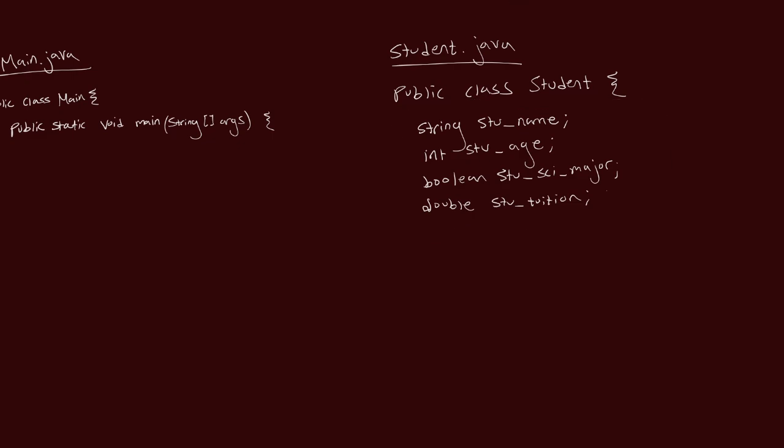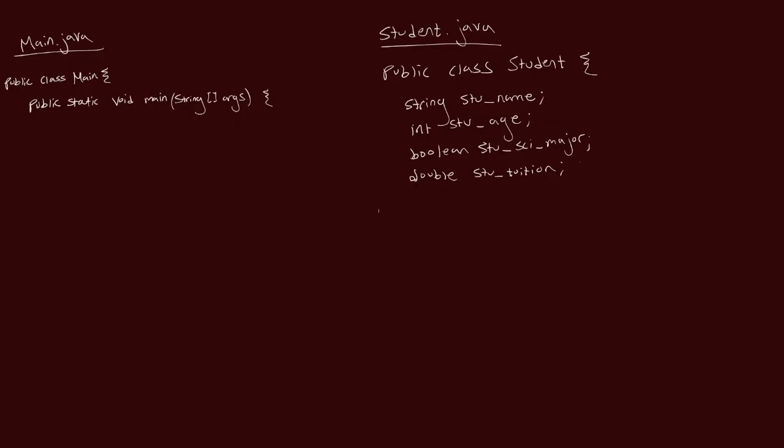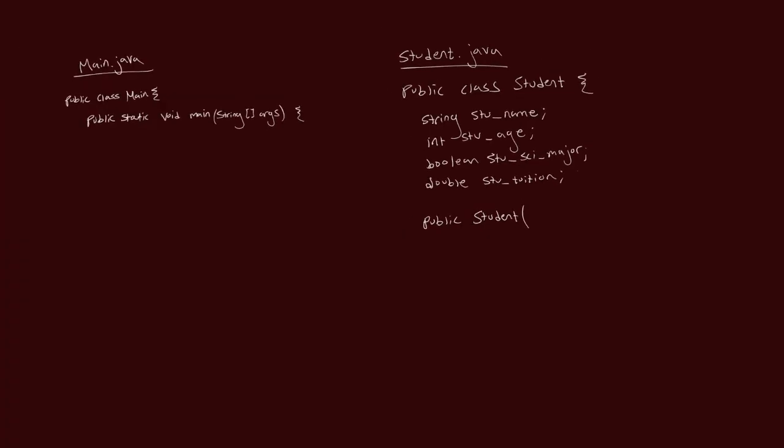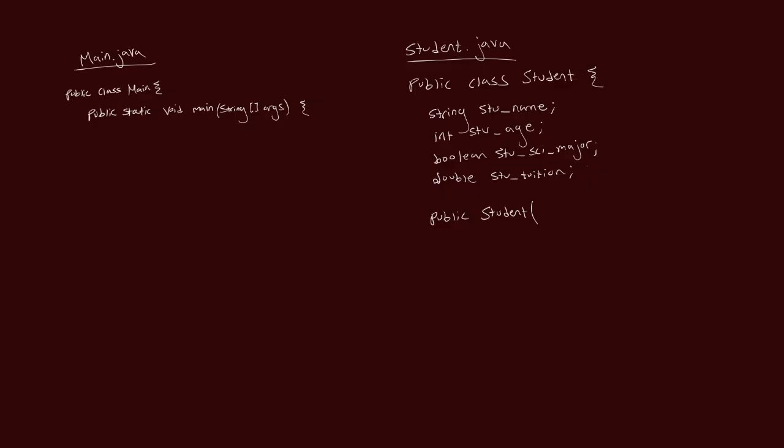Now what we're going to do is set up two constructors. One constructor will be for students who don't have a scholarship, and another constructor will be for students who have a scholarship. So let's set up our constructor. Public. The constructor's name has to be whatever the class name is, so student. And we're going to pass in four parameters that we're going to get from our main file.